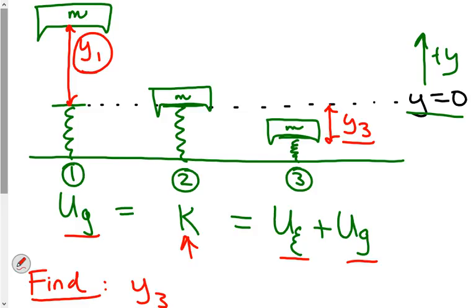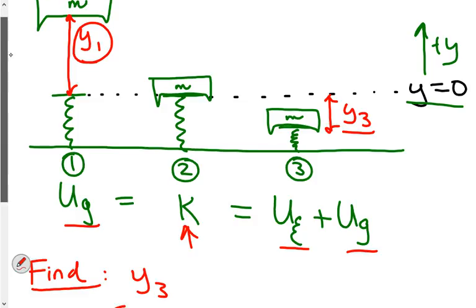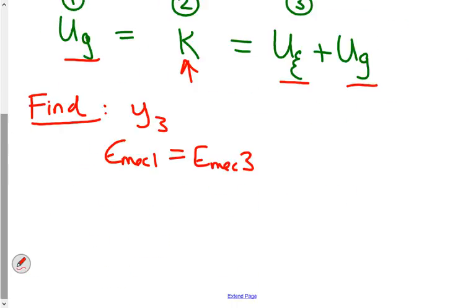Okay? And remember, the whole point about using conservation of energy is I can compare any two positions, as long as they're all part of this system. Okay? So I know from my picture up there that at position 1, I've got gravitational potential energy 1, I'm going to call it. And at position 3, I've got spring potential 3 plus gravitational potential energy 3.